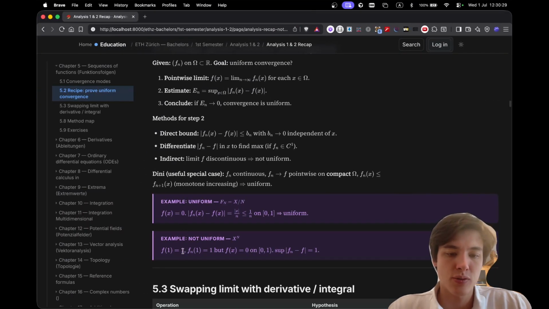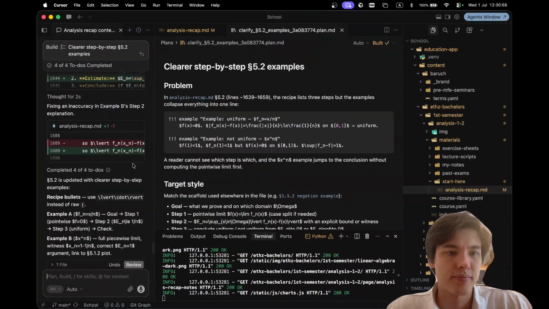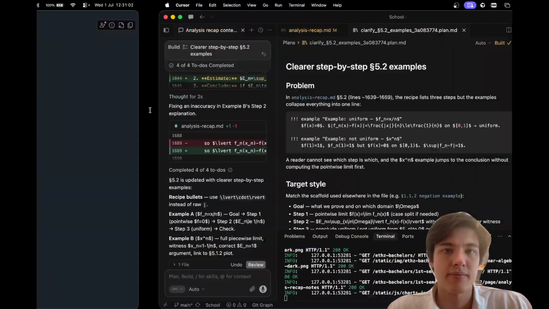So yeah, actually here we see x to the power of n at 1 on this domain. It goes to 1, but it's 0 between 0 and 1. Then the supremum equals 1.